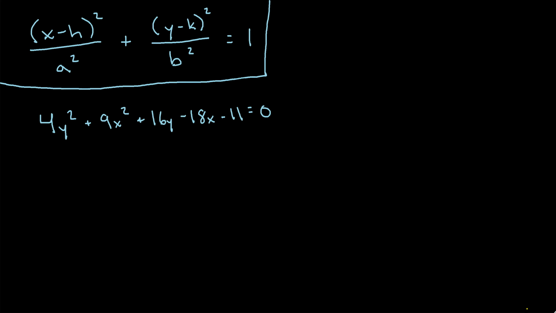In this video, we'll talk about how to convert an equation of an ellipse from a general form to a standard form. So the standard form of an ellipse is written like this: x minus h squared over a squared plus y minus k squared over b squared is equal to 1.